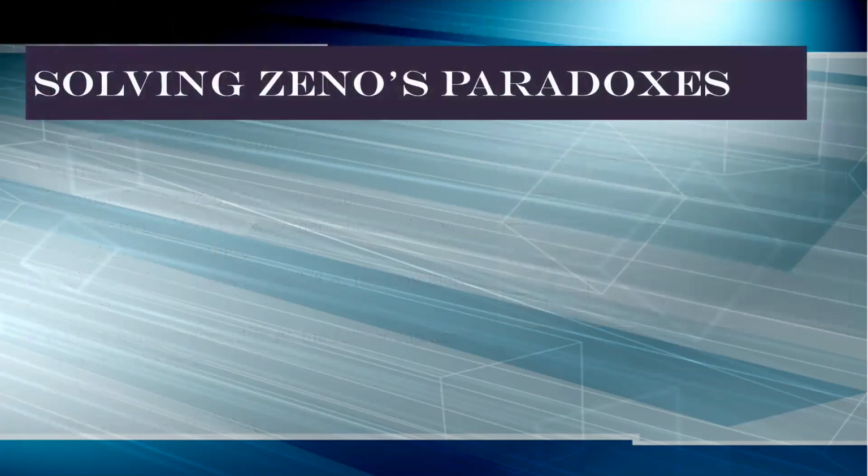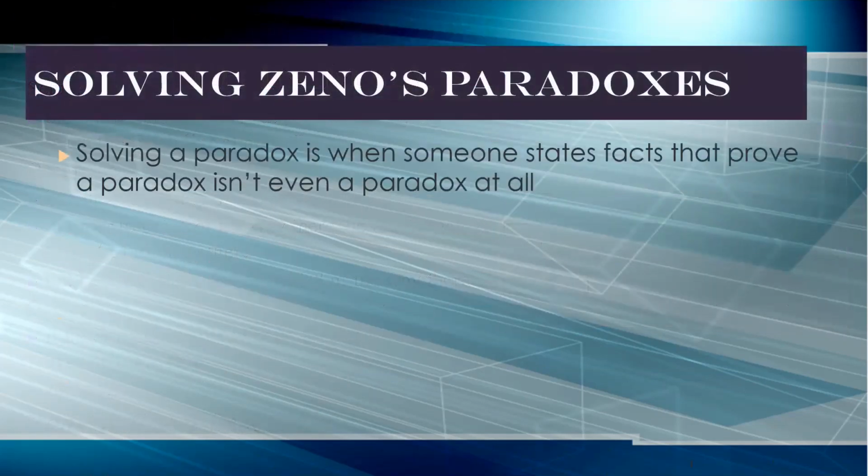And that's why there are solutions. Now, what solving Zeno's paradoxes does is that someone will state facts that prove the paradox isn't a paradox at all. So they will come up with a hole in his argument where, maybe, at this point, Zeno says something that really isn't true, and here's why. It's providing an alternative argument that kind of reaffirms the way that we see the world.